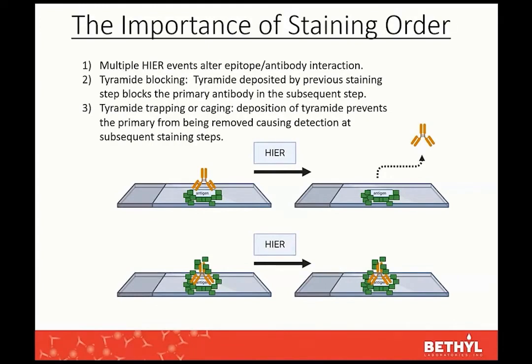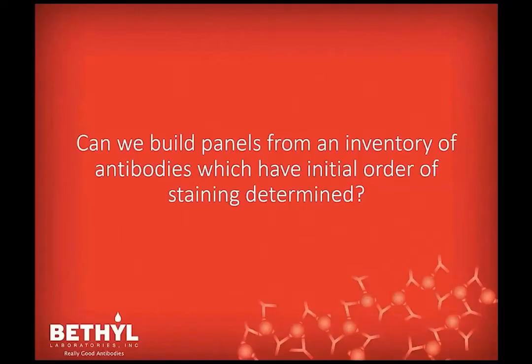So because of all these issues, you should test the order of the addition of your primaries within the opal staining. And this can be the most time-consuming part of trying to build a multiplex panel. And it costs in time, and it costs in the amount of tissue and the amount of opal and the amount of reagents that you're using.